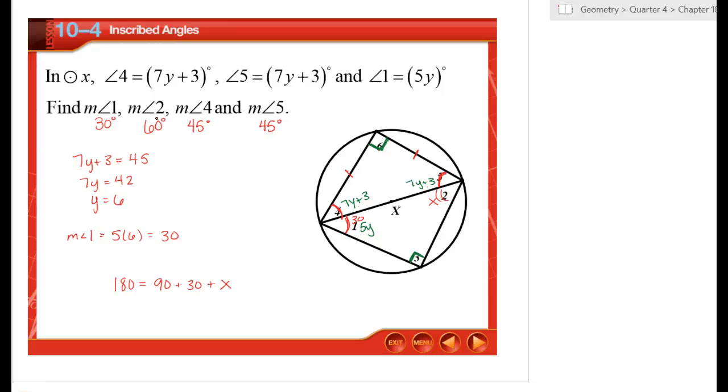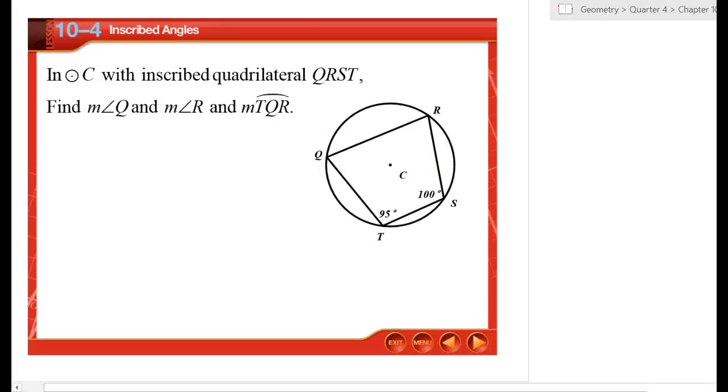Okay. Last slide and then we're done. We have an inscribed quadrilateral, finding the measurement of Q, R, and then this arc TQR. So remember, inscribed quadrilateral means opposite angles are supplementary. So that leaves Q. Q plus 100 equals 180. So Q's got to be 80 degrees. 180 minus 100.